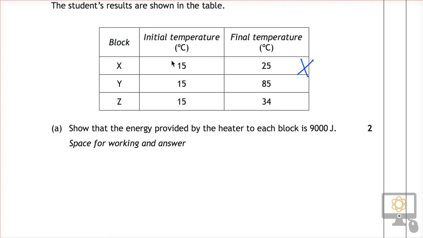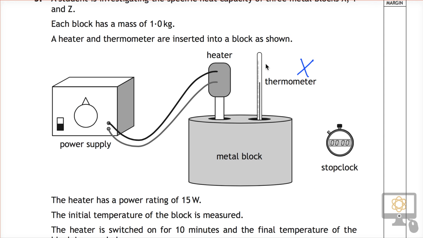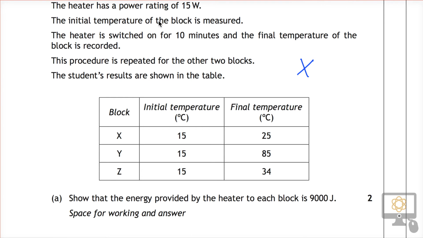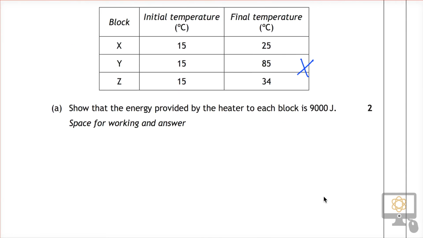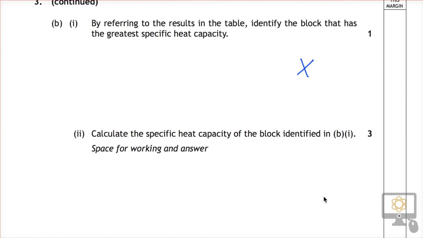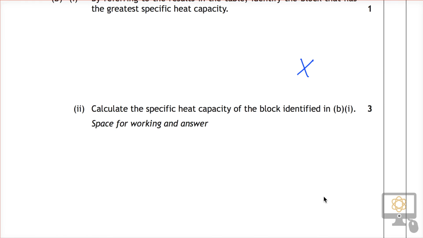Block X had an initial temperature of 15 and a final temperature of 25. Also, block X has a mass of 1 kilogram. That's important. And finally, the other important piece of information is that block X absorbed 9,000 joules of energy. With that information, we should be able to determine the specific heat capacity of block X.